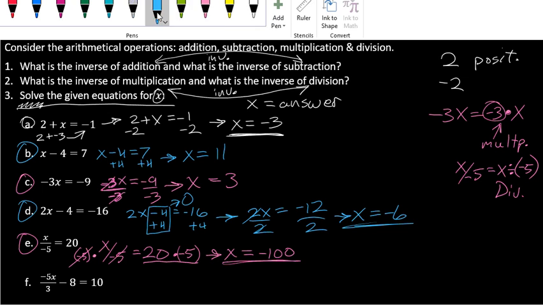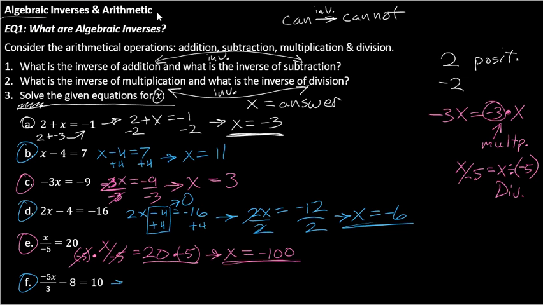Okay, and our last example, we have negative 5x over 3 minus 8 equals 10. I'm going to add 8 to both sides. That's going to give me negative 5x over 3 equals 18. I'm going to multiply by 3 on both sides.